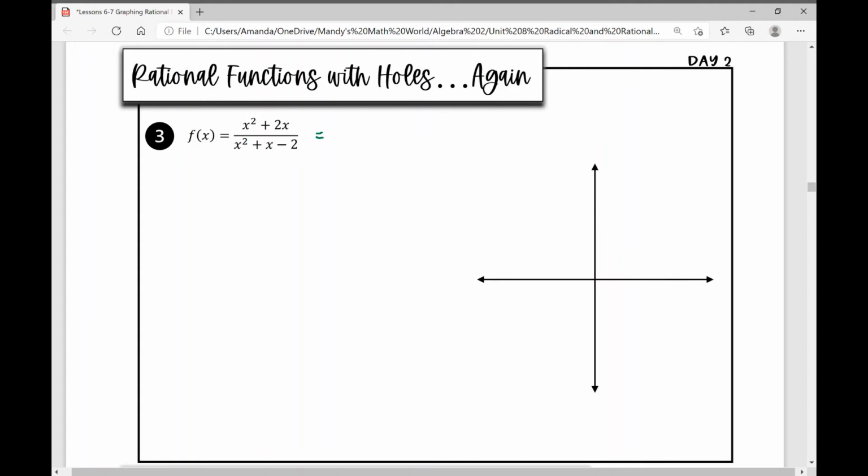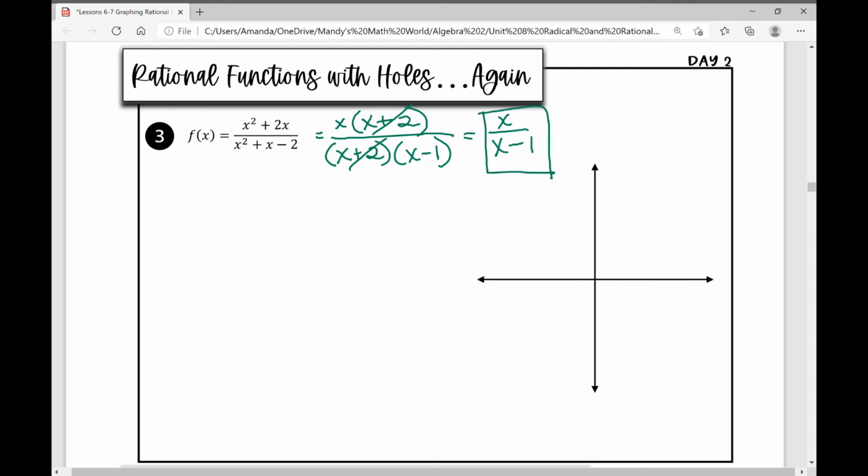So when I factor the numerator, I can factor out a GCF of x, and I'm left with x plus 2. When I factor that denominator, it's just a basic trinomial, and it's going to factor x plus 2 times x minus 1. So in this case, I have the same factor on top as I do on bottom, x plus 2 over x plus 2, which means my new function after crossing those out is x over x minus 1.